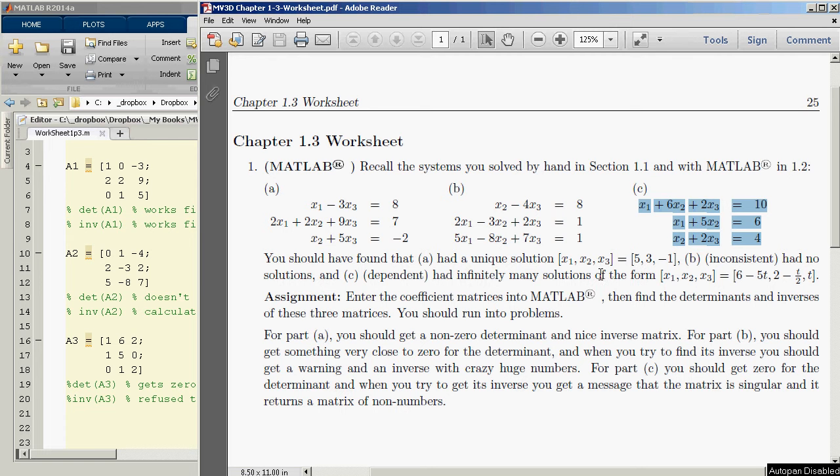Right? And when we did this in 1.2, we set these up as matrix equations and used the backslash command. When we did this with the first system, it worked great. We got the same answer as we did by hand. With the second system, where there were no solutions, MATLAB gave us an answer. It did spit out a warning message, but it gave an answer which was not an answer at all.